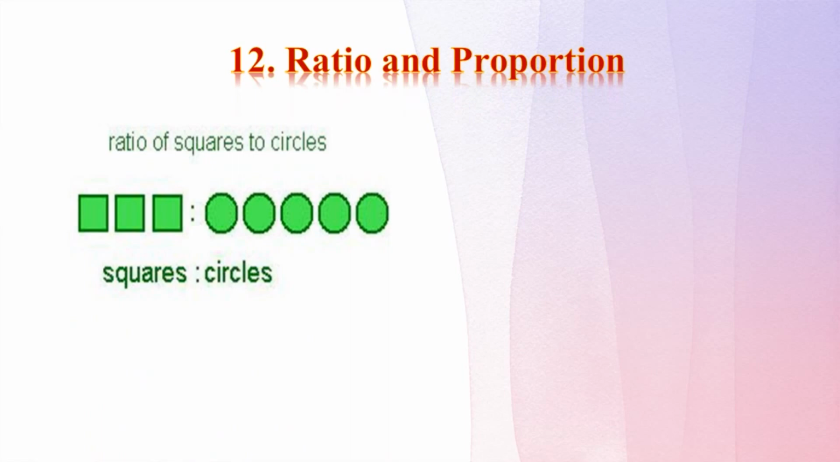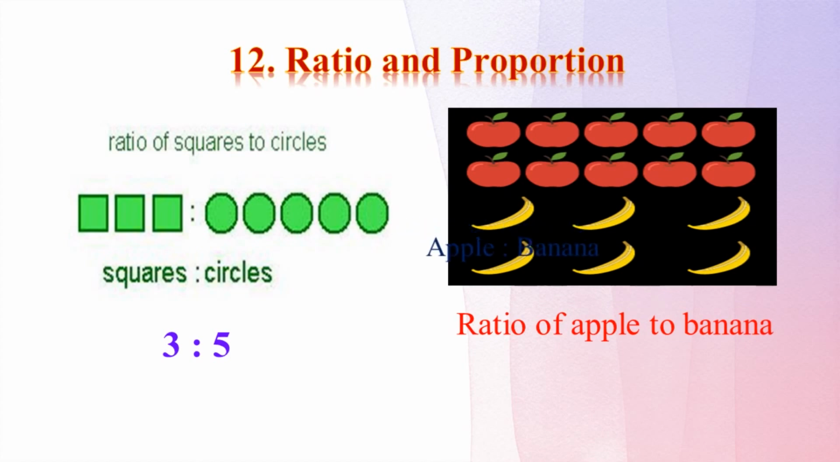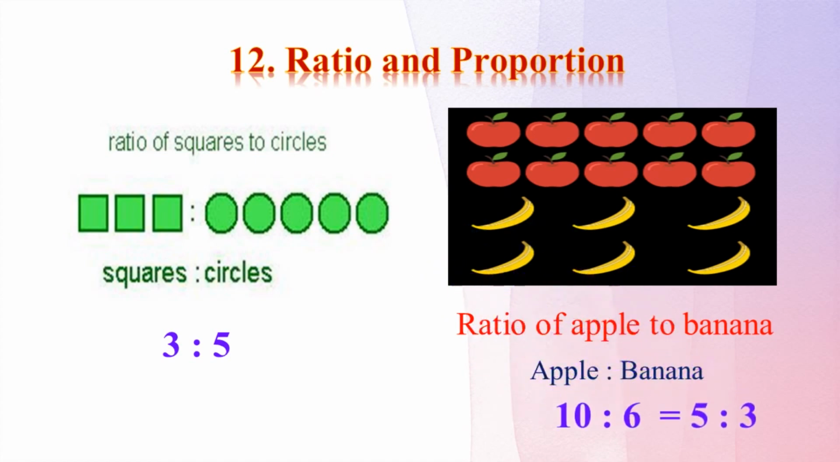Now look at this picture. Ratio of square to circle. See how many squares are there? 3. How many circles are there? 5. So square is to circle, that means 3:5. Now look at this picture. How many apples are there? See, 2, 4, 6, 8, 10. And how many bananas are there? That is 2, 4, 6. So now we are going to write the ratio of apple to banana. So apple is to banana, that is 10:6.